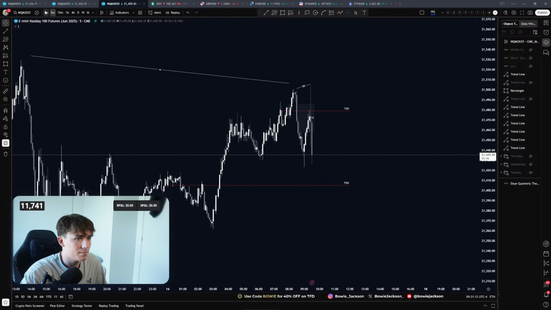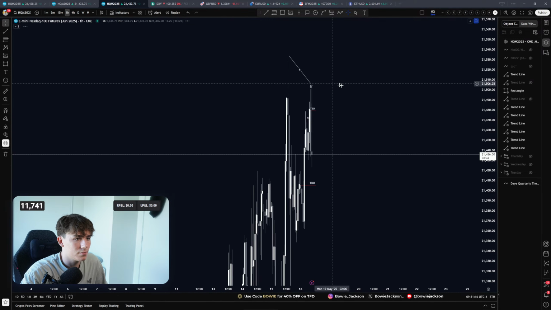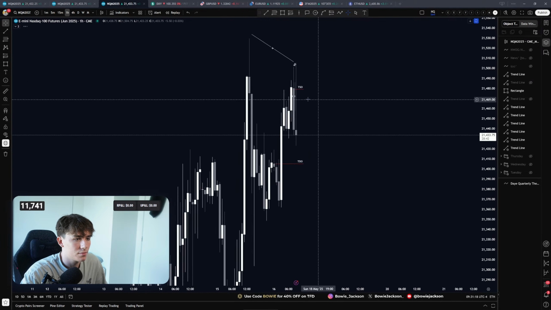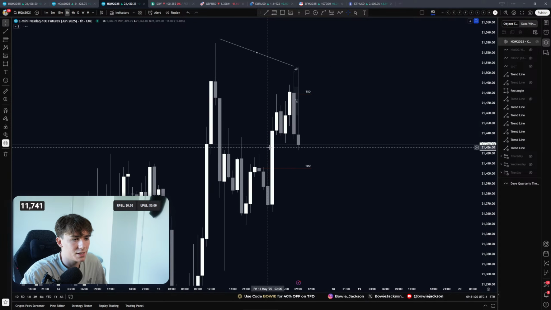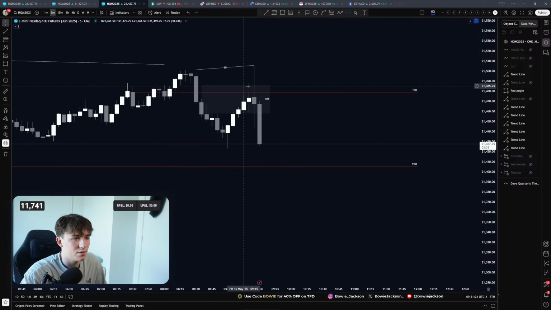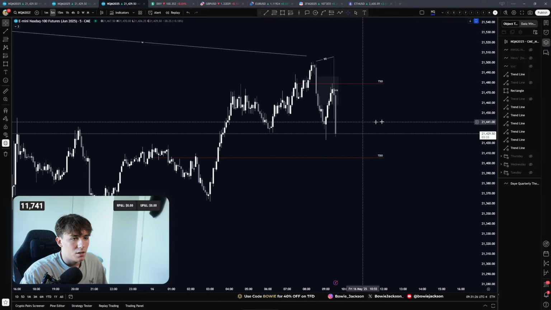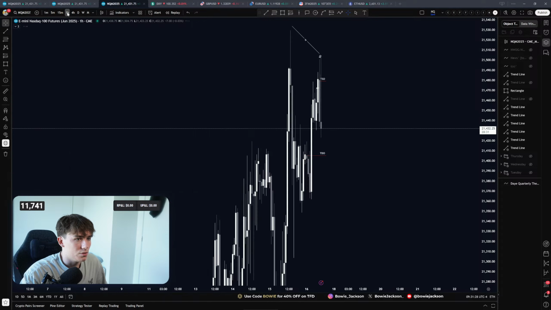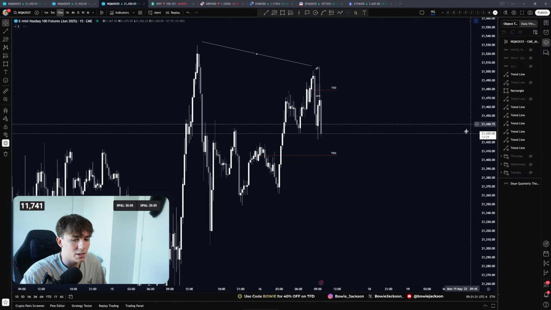So let's see. But like we're in this fair value gap on the 1 hour, so I don't think it's really great to be looking for shorts the whole day. Maybe this can just be retracement. Let's see.